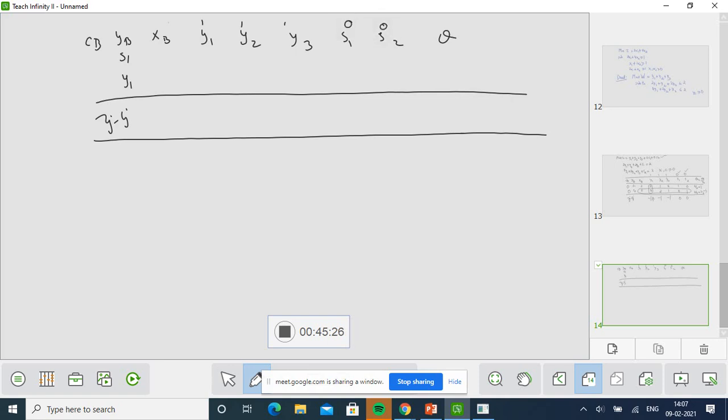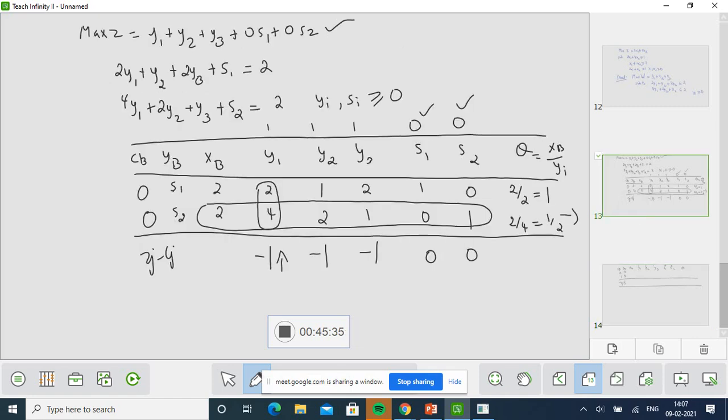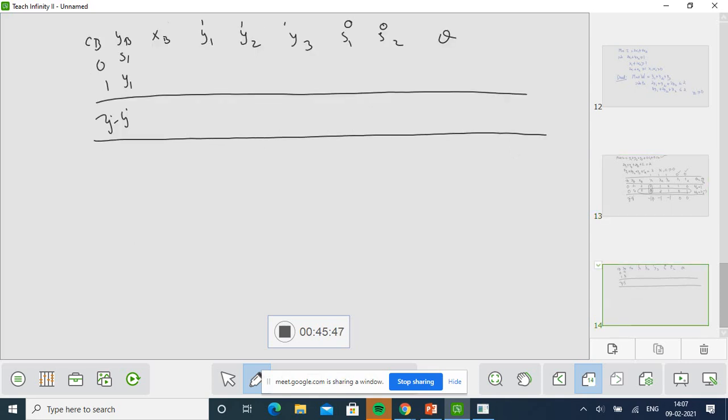Now let us compute this value. What is the cost of y1? It is 1 and here it is 0. Now what I should do here is every element of the key row should be divided by 4. So 2 by 4 will be half, then 1 by 4. So I will have half, 1, half, and 1 by 4, then 0 and 1 by 4. Now what enters is y1, so the other entry here will become 0. Now try to fill all the entries.